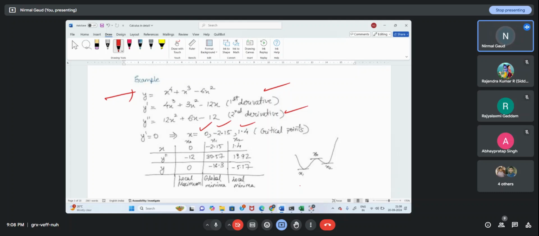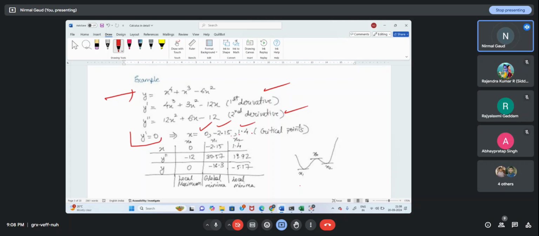Why are these critical points? Because at these particular points I don't know whether there is a maxima or a minima. It can be anything, I'm not sure about it. Because y dash is 0 at these 3 points. These are the critical points.